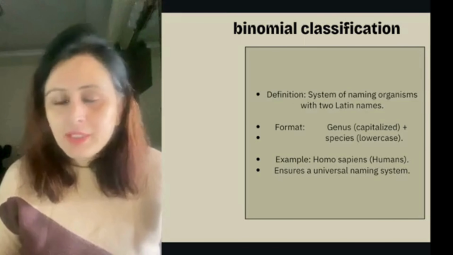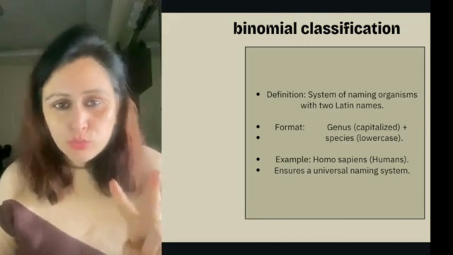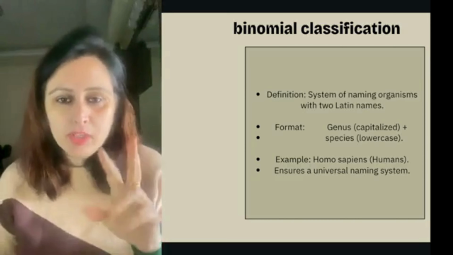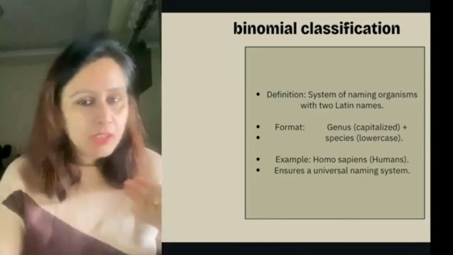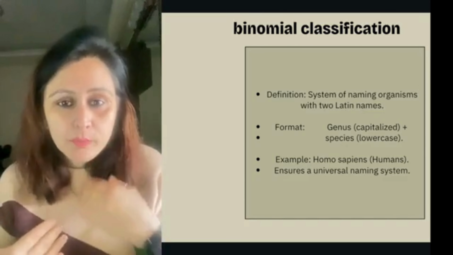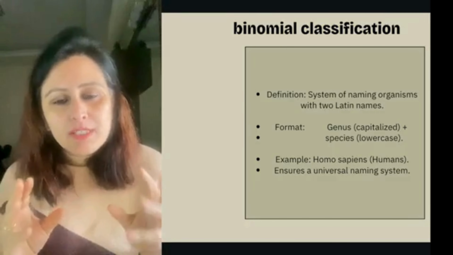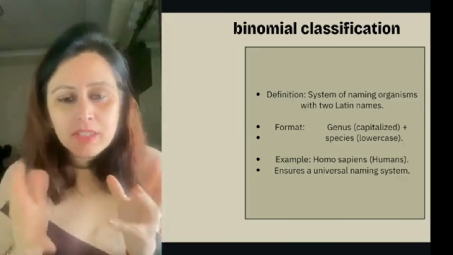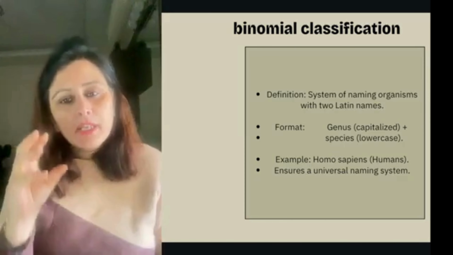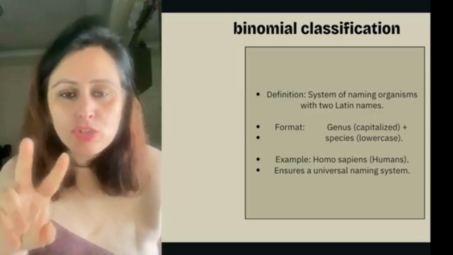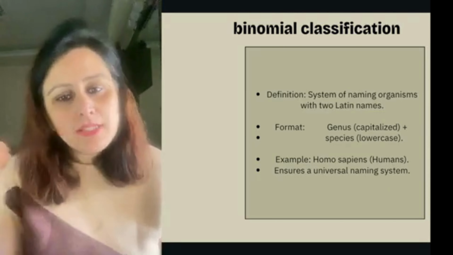Now binomial classification. Bi means two. Nomial comes from the word name. So two name classification, मतलब जैसे हमारा नाम है, आपका नाम है, मेरा नाम है, so we are known by our names, right. So ऐसे ही किसी भी organism को एक specific नाम दिए जाते हैं depending on its characteristics. So it has two names, the first word and the second word.